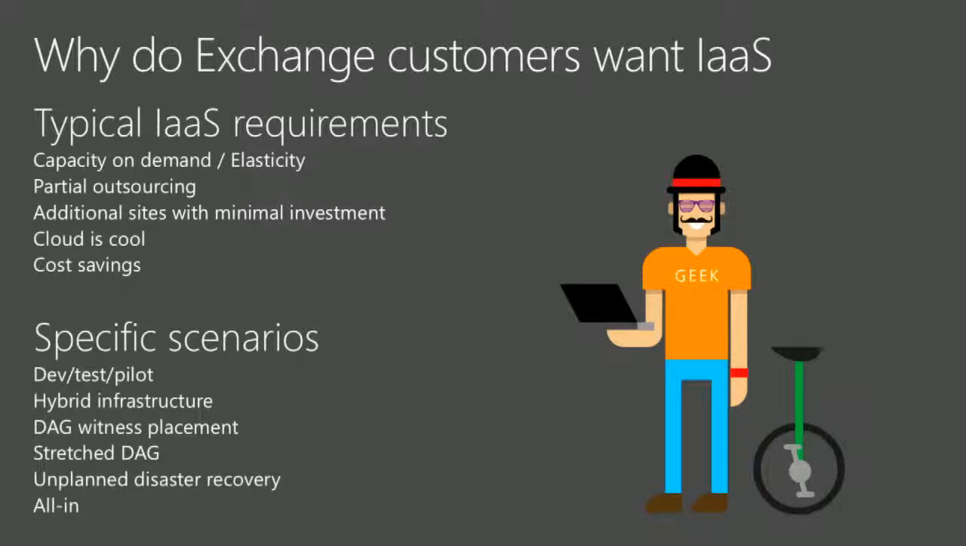When we've talked to customers about why they're interested in IaaS, because frankly, it doesn't really align well with our thinking in the Exchange team when we think about our preferred architecture and the way we would like people to deploy, we typically get some interesting responses back in terms of what people are interested in getting out of IaaS.